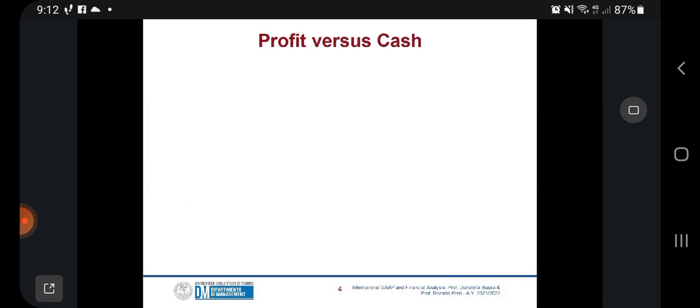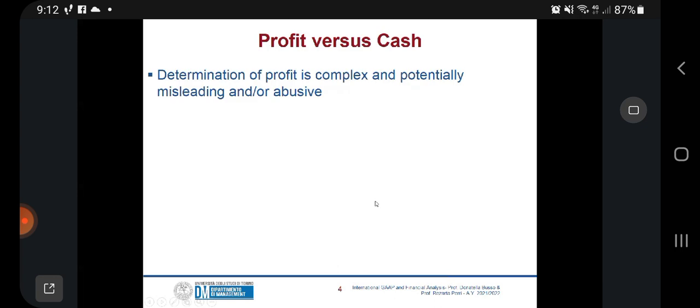So as we said, profit versus cash, we mentioned that it's not the same thing. It may be the same thing for those who do not have enough knowledge in accounting and financial reporting, but we know that that's not the case. We know that determining and calculating the profit is complex and potentially misleading, and sometimes it's abusive.